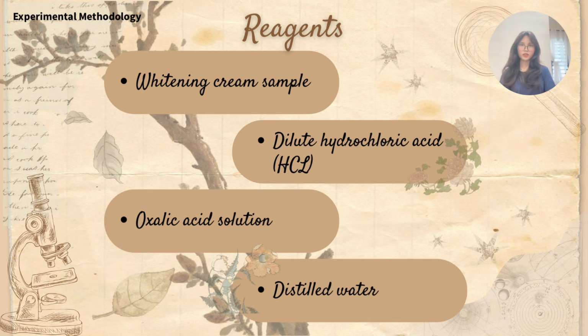The reagents used are the whitening cream sample, dilute hydrochloric acid, oxalic acid solution, and distilled water. Dilute hydrochloric acid is used to dissolve the zinc oxide in the cream. Then, oxalic acid reacts with the zinc ions to form a zinc oxalate precipitate.